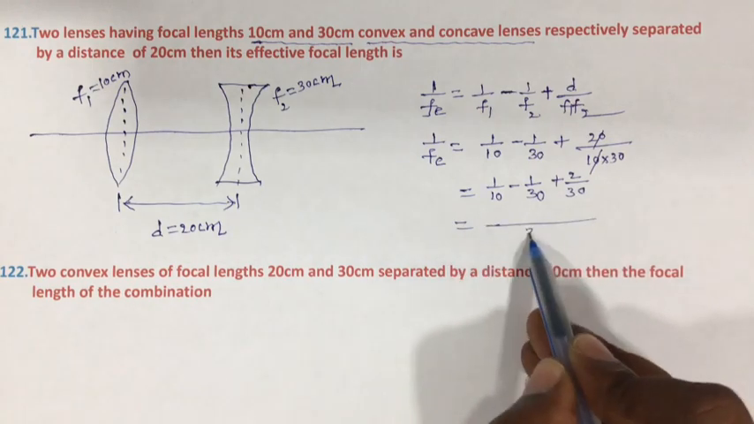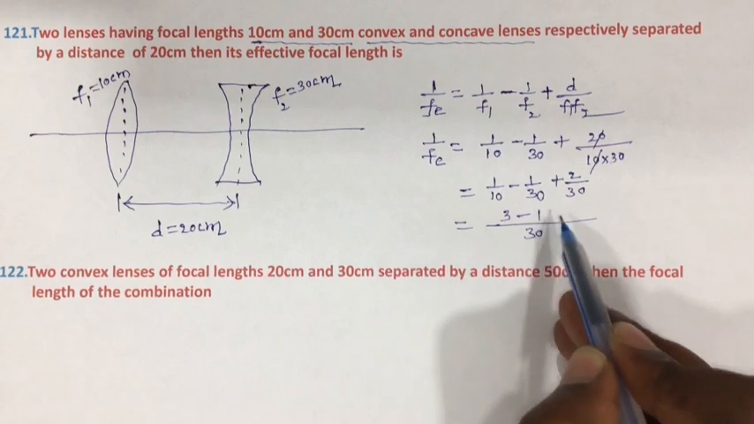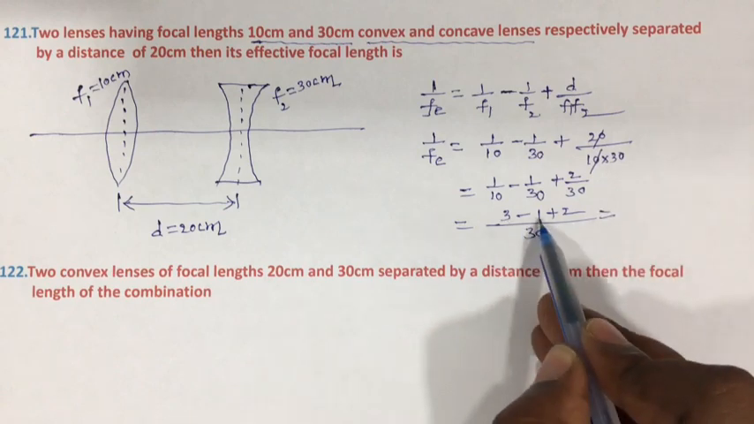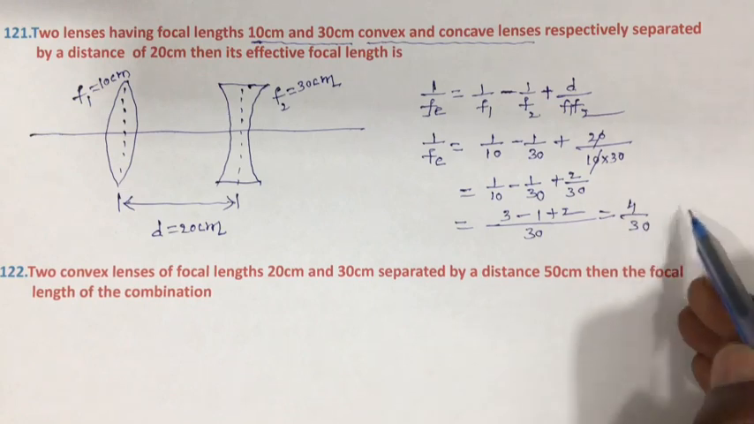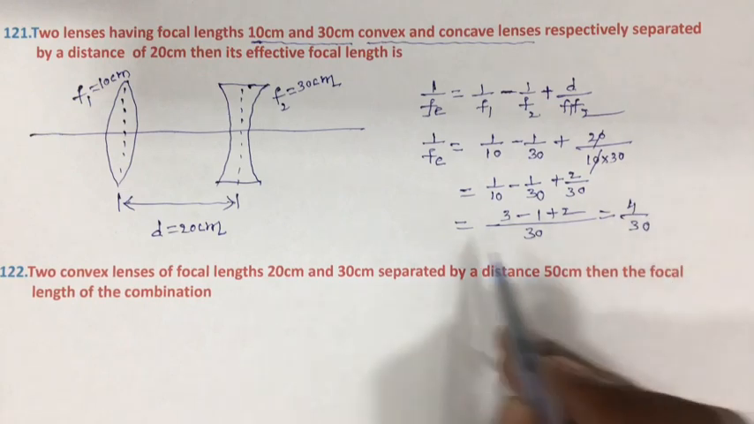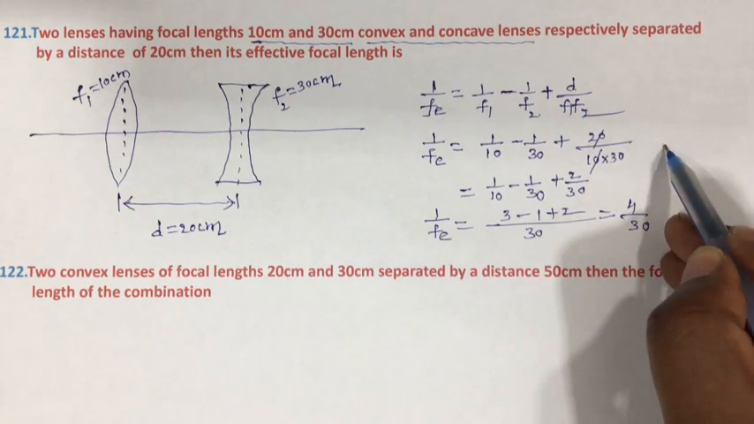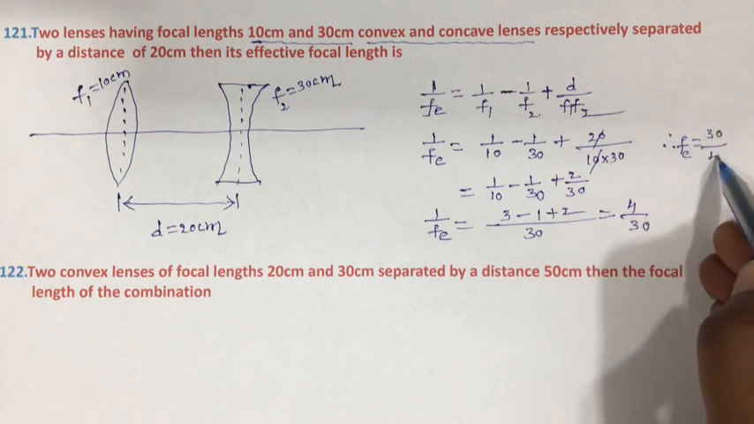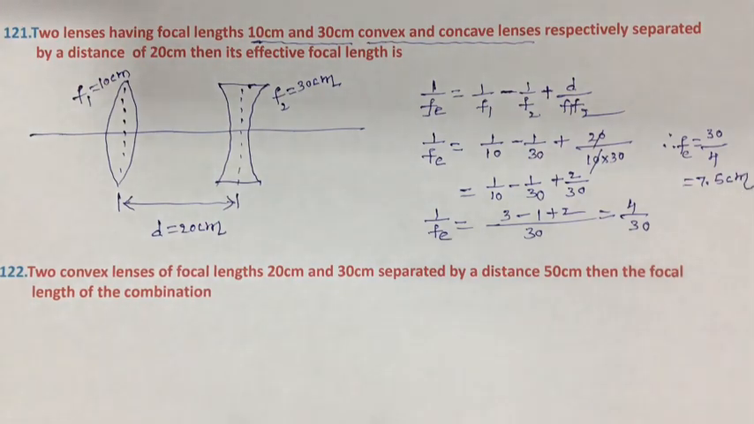LCM is 30. 10 3s 3 minus 30 1s 1 plus 2. That is equal to 3 minus 1 is 2, plus 2 is 4, upon 30. That is 4 upon 30. This is 1 upon fe. So therefore fe is equal to 30 upon 4, 7.5 centimeter. So this is the answer.